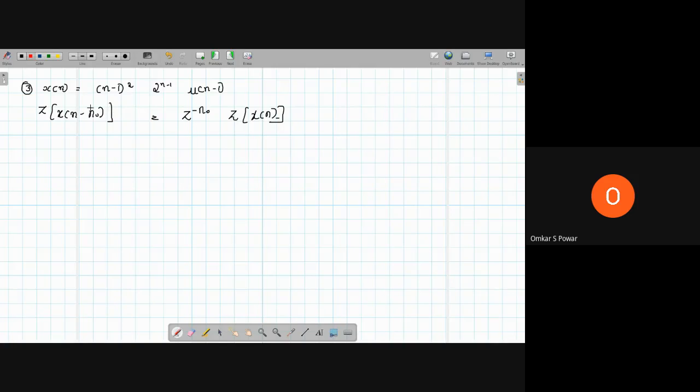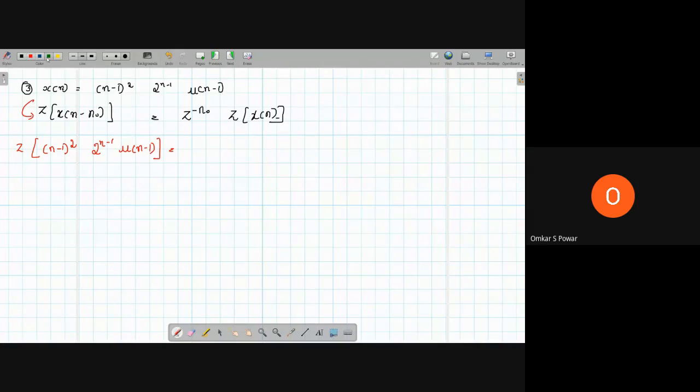So why did I use this time shifting property? You observe the problem here, because n minus 1, n minus 1, n minus 1 is there. Obviously, we have to use this one. Okay, so now the Z transform of (n minus 1) the whole square, 2 to the power of n minus 1, into u of n minus 1.